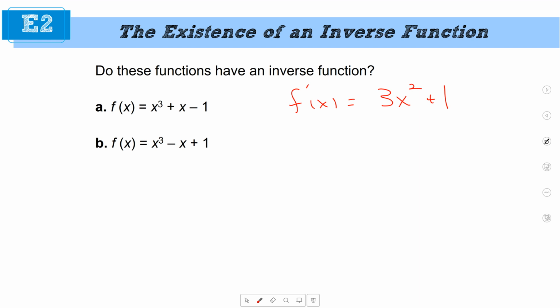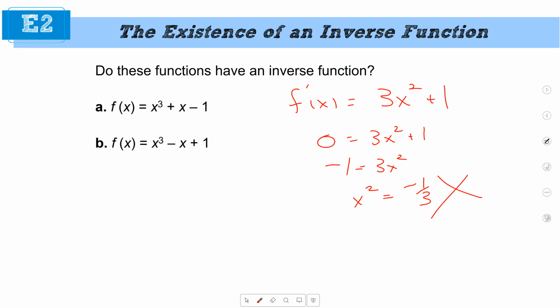Anything else? It's always positive. So if I try to solve for critical numbers to figure out where the maxes and mins are, hopefully you see that I would run into a big stumbling block here. 0 is equal to 3x squared plus 1, therefore 3x squared is equal to negative 1, so x squared is equal to negative 1/3, and remember we only deal with real numbers, so that doesn't work. It's always positive, so it's always increasing, which means it's strictly monotonic, which means its inverse is a function.